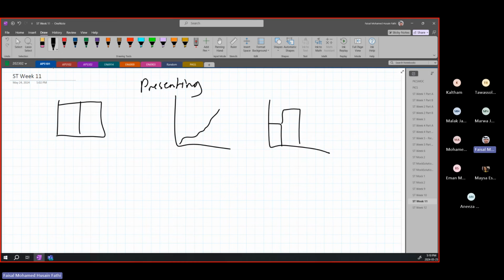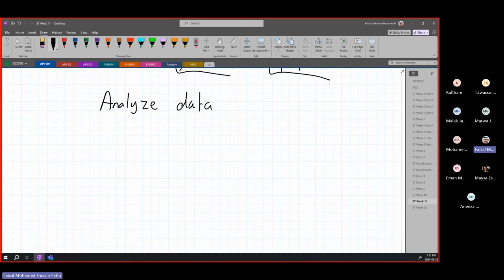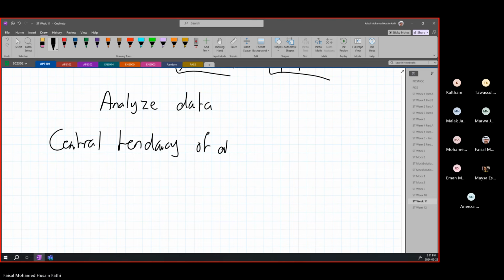Now we are going to be talking about analyzing, or some tools that are used to analyze data. All right. So before analyzing the data, first of all, we need to make sure that we understand what type of analysis we want to do. So the first thing we're going to start with is talking about the central tendencies of data. Central tendency of data. What does this mean?